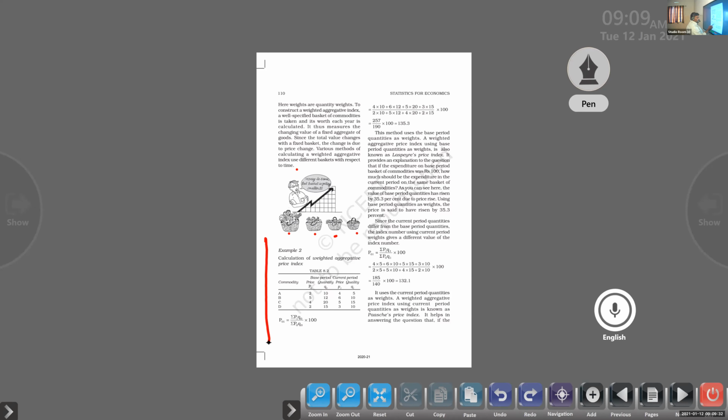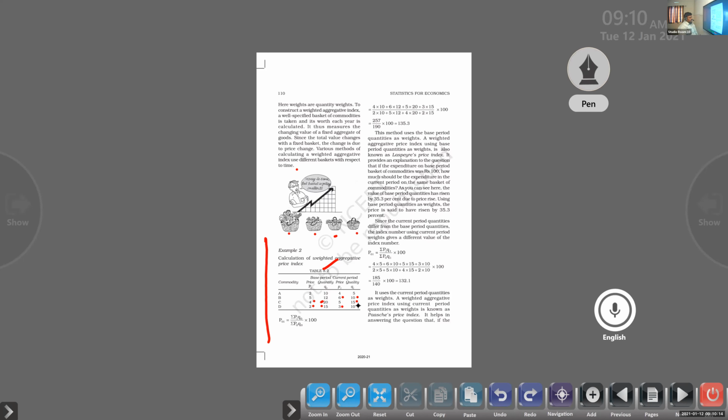Next one, commodity B, the price is 5, quantity purchased is 12 in the base period, but currently the price increased to 6, and the quantity purchased is reduced to 10. Clear? Okay, next case C, price of the commodity is 4 and the quantity purchased is 20, and today the price increased to 5, so quantity purchased reduced to 15. Next case D, price in the base year is 2, and the quantity purchased in the base year is 15, and today the price increased to 3, quantity purchased reduced to 10.